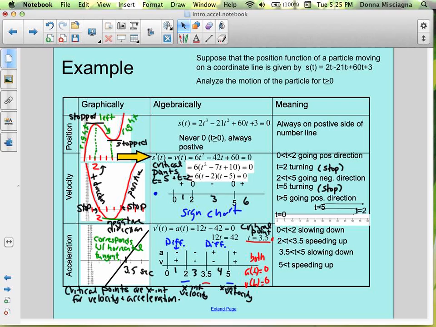So here we create a sign chart. 0 is our starting point. There's nothing less than 0, so we're not going to evaluate anything less than 0. 2 was a critical point for the velocity equation, and 5 was a critical point. For our sign chart, we evaluate values in between our critical points, because the sign is not going to change again. The only places that we can change sign are at critical points. So everything on the interval 0 to 2 is going to have the same sign.